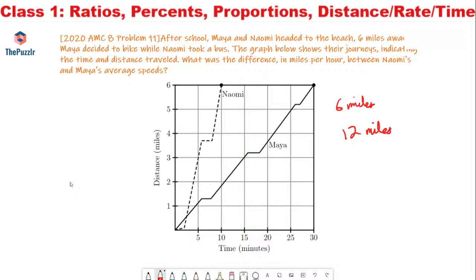Now Naomi, she traveled 6 miles herself in 10 minutes. Well, if you multiply 10 minutes by 6, you would get 1 hour. And you do the same thing for the actual distance, which is 6 miles in 10 minutes. That would be 36 miles in 1 hour. 36 minus 12 gives us 24. So I used a bit of logic in that problem, but yes, you could have also set up some equations to try and solve this problem.